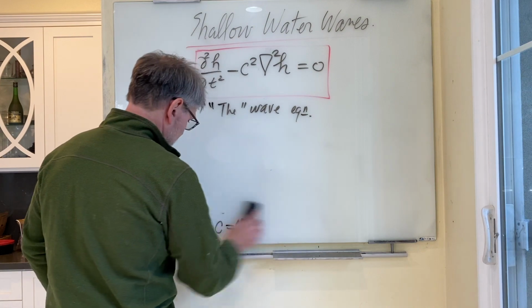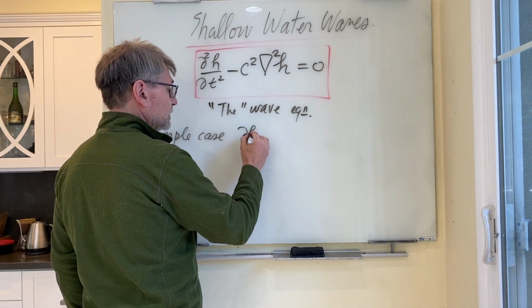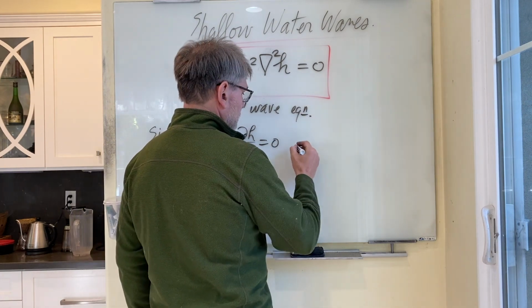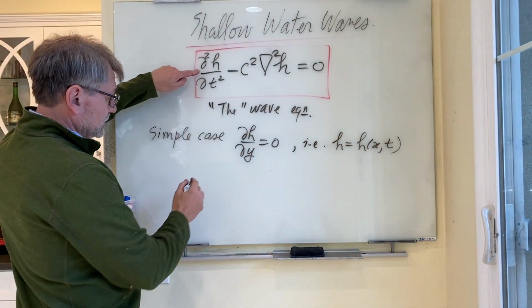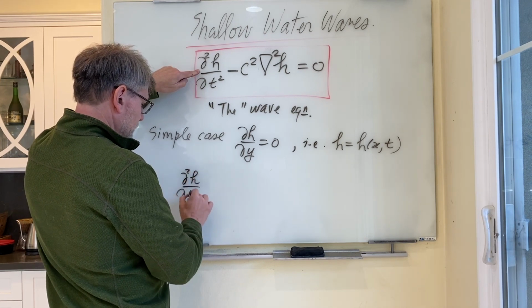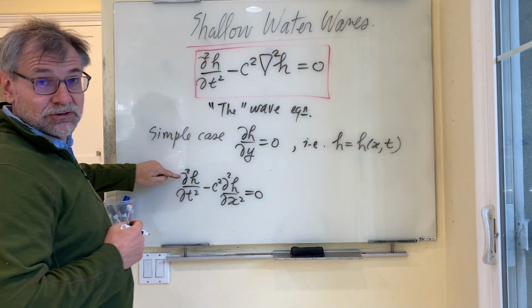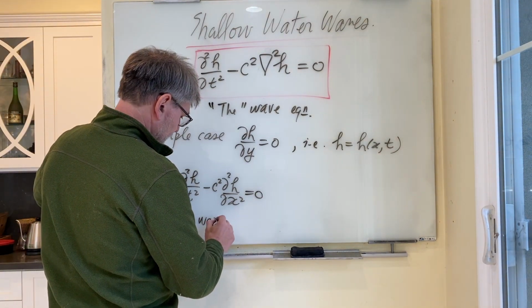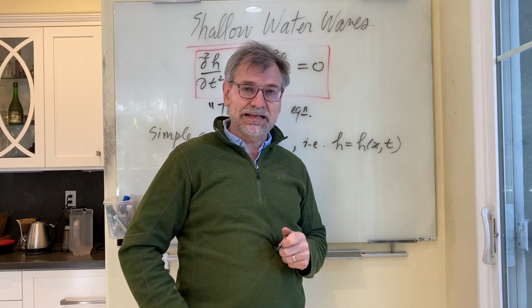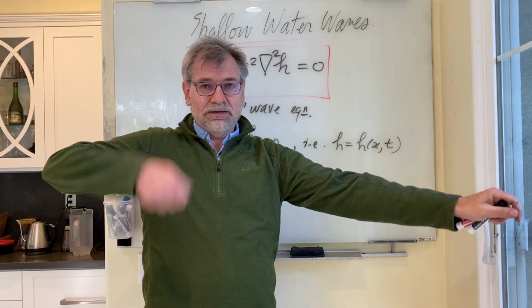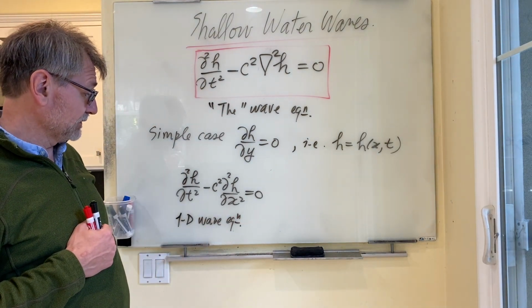So for a simple case, dh/dy is equal to 0, i.e. h is equal to h of x and t only. In that case, this equation becomes d2h/dt squared minus c squared d2h/dx squared equals 0. So this is the one-dimensional wave equation. And it is also the equation that would describe, for example, the waves on a rope. Perhaps you saw it in your physics class in high school. If you take a rope and tie it so it's taut, and you give it a swing, the waves propagate back and forth on the rope, and they satisfy the one-dimensional wave equation.